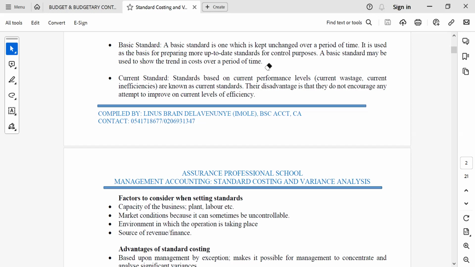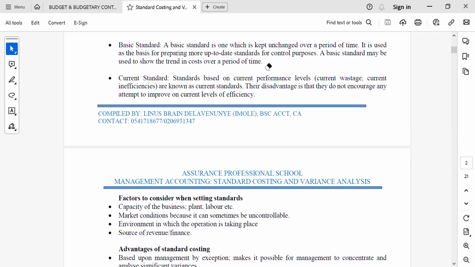No, if you set a standard that you are going to sell 2 cedis, and then your sales for the day, you will not even get 2 cedis. Nobody is going to buy. It's because of the environment. So the environment can also influence the kind of standard that you are going to be setting.